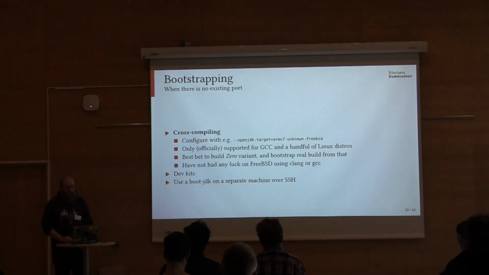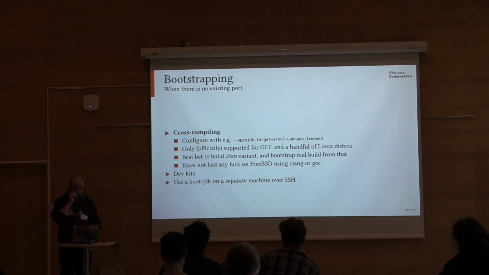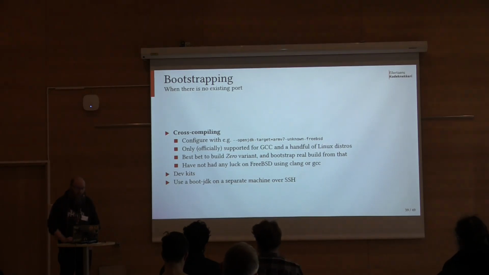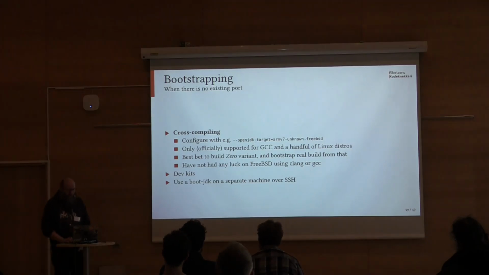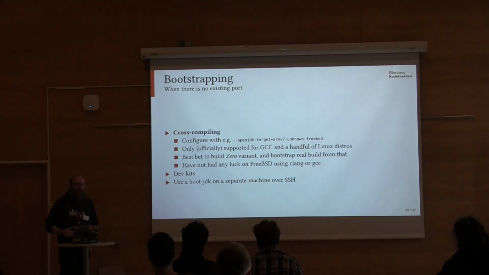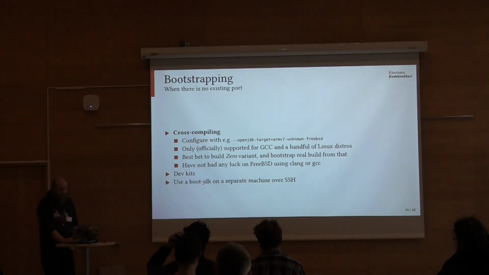Officially, it's only supported on GCC and a handful of Linux distros. And this is where the Zero variant that I pointed to earlier is getting useful, because it allows you to build without having the target architecture assembly in place already. I've not had any luck with doing this on FreeBSD using Clang or GCC.